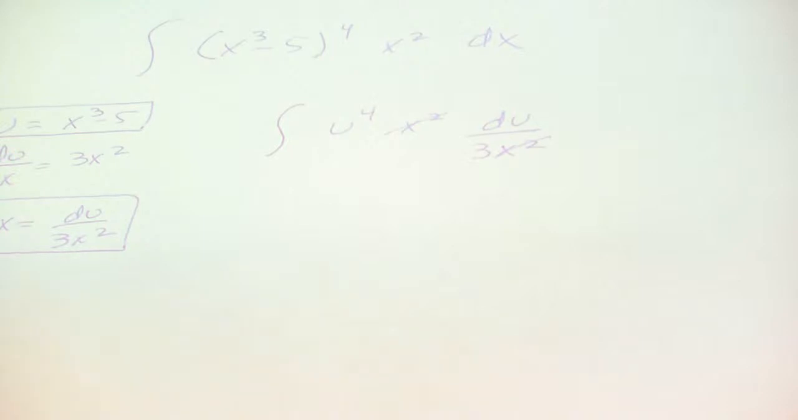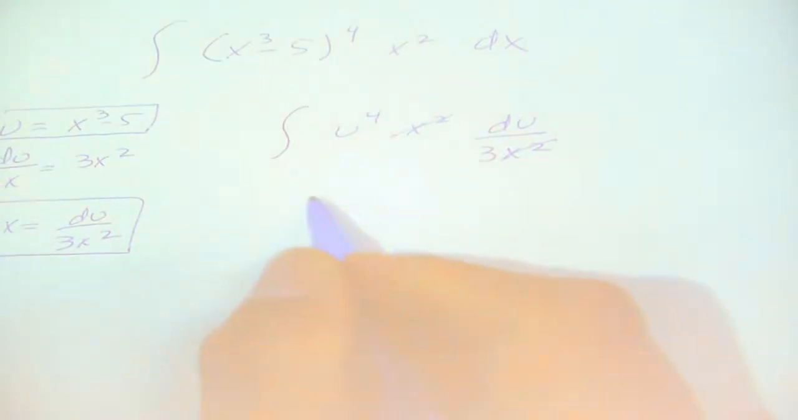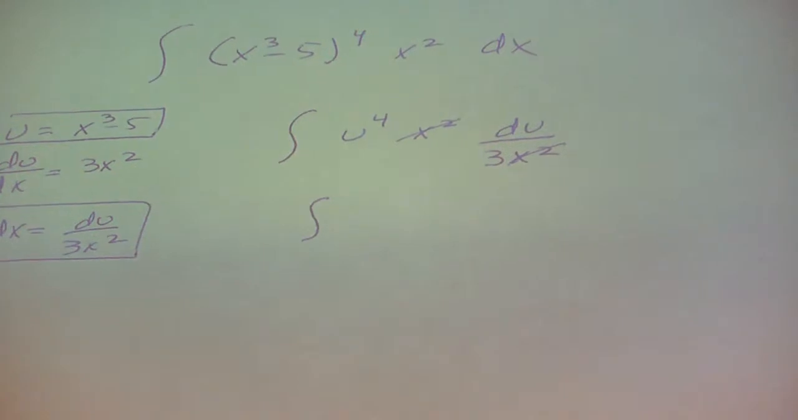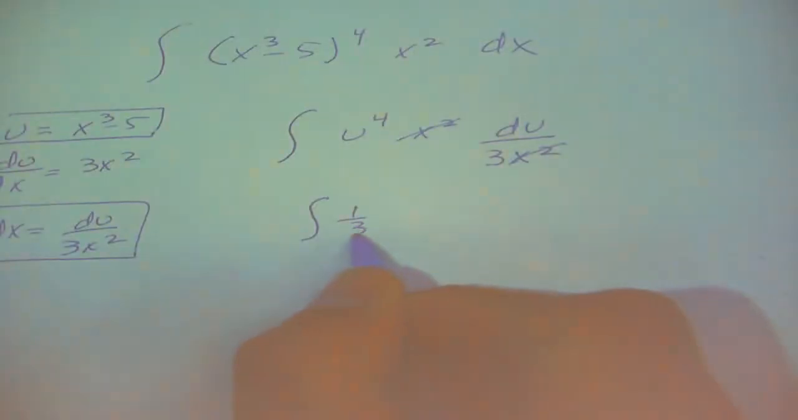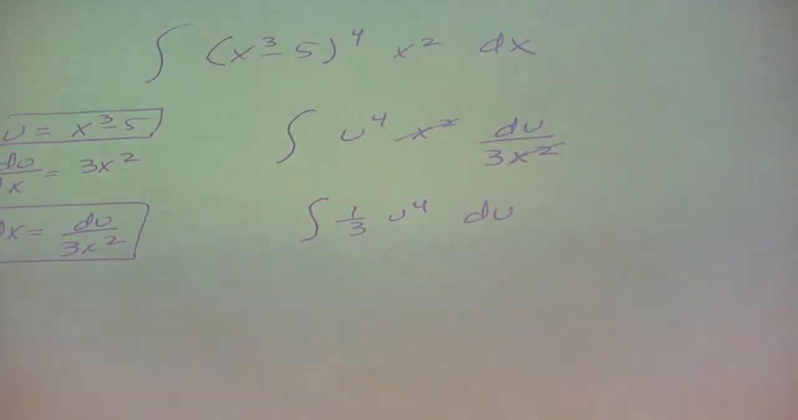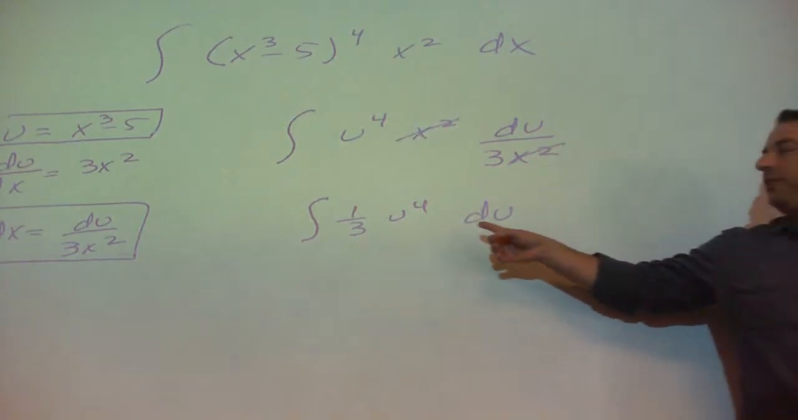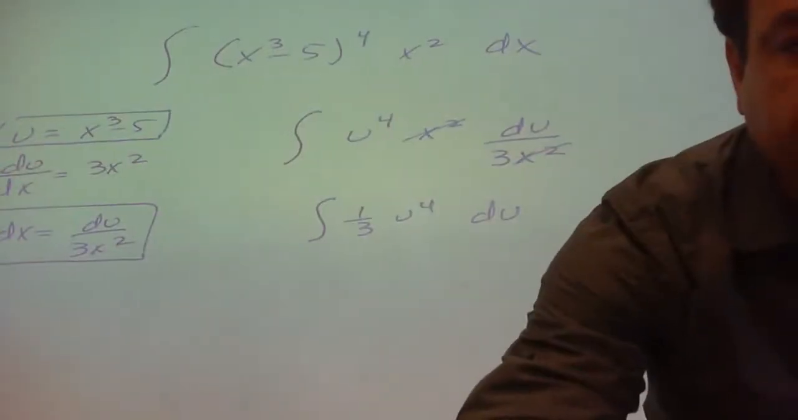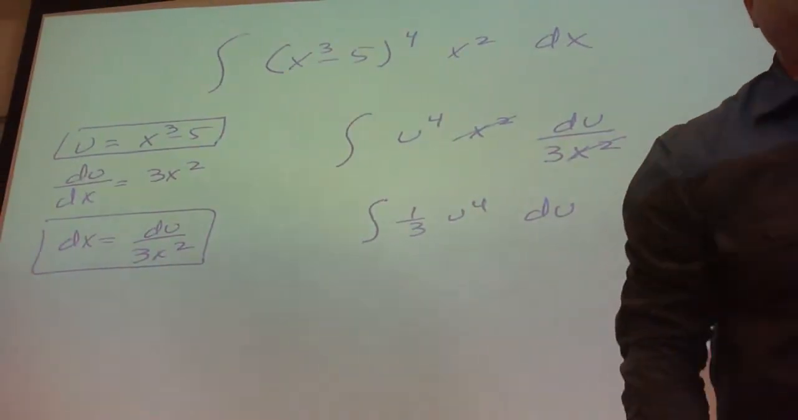Now, be careful. Have I taken the integral? No. And am I left with 3 or 1/3? Where's that 3? The denominator. So what am I left with? 1/3 u to the 4 du. Okay? So it's still simplified. It's exactly the same as what we've been doing. You just got to be careful that you put 1/3. Okay? Just be careful that you put 1/3.